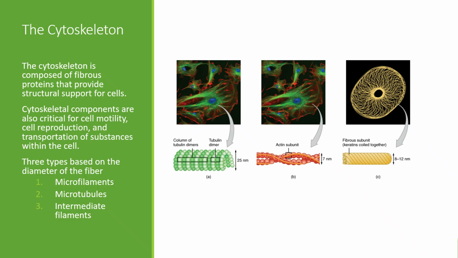There's three different types of cytoskeletal elements, and they are based on the diameter of the fiber. So the skinniest ones are called the microfilaments. The fattest ones are called the microtubules, and then right in between are the intermediate filaments.